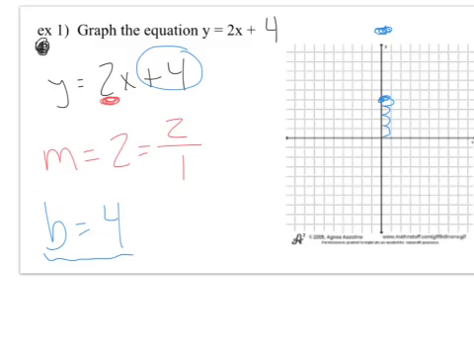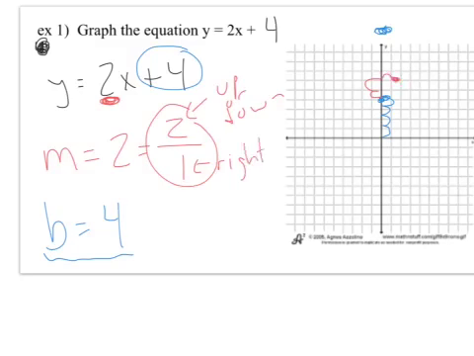And then from there, we're going to go back and do our slope. So the top number, we're either going to go up or down. Since this is a positive 2, we're going to go up 2. 1, 2. And the number on the bottom, we're going to move to the right. We're going to go right 1, put a point right there, and then we're going to connect these. And there's your line.